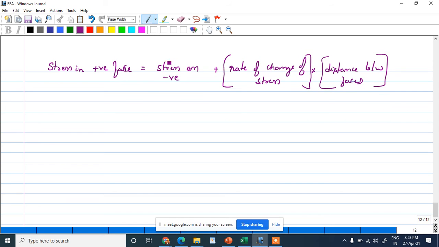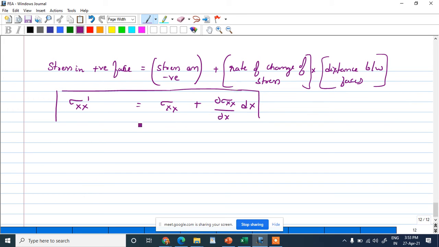So this particular formula is very much helpful. If I consider the positive stress, that is sigma xx prime, what will be the formula? The stress on the positive face will be sigma xx plus the rate of change, that is del sigma xx by del x into dx.